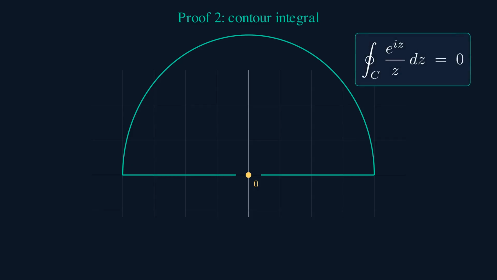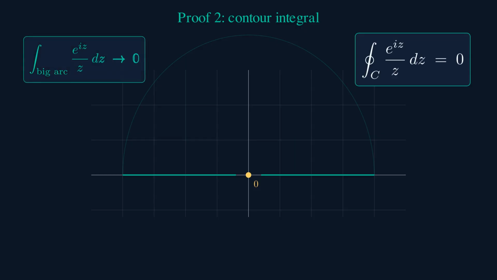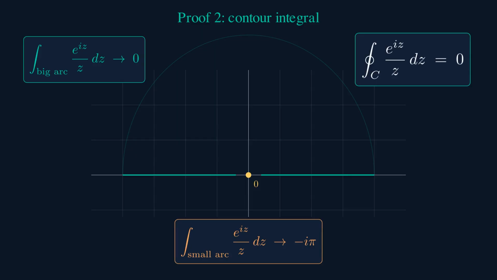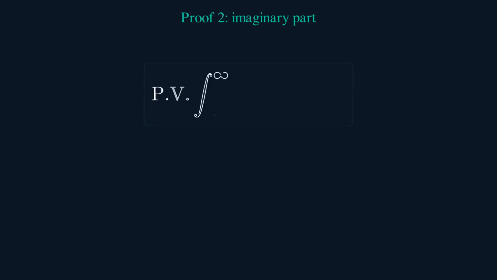No poles sit inside. By Cauchy, the integral around the whole contour is 0. Let r grow. On the large semicircle, e to the iz decays fast enough that the whole arc contribution vanishes. That's Jordan's lemma. Shrink the small arc. It sweeps a half circle clockwise around a simple pole, so it contributes minus i pi times the residue of e to the iz over z at 0. The residue is 1.